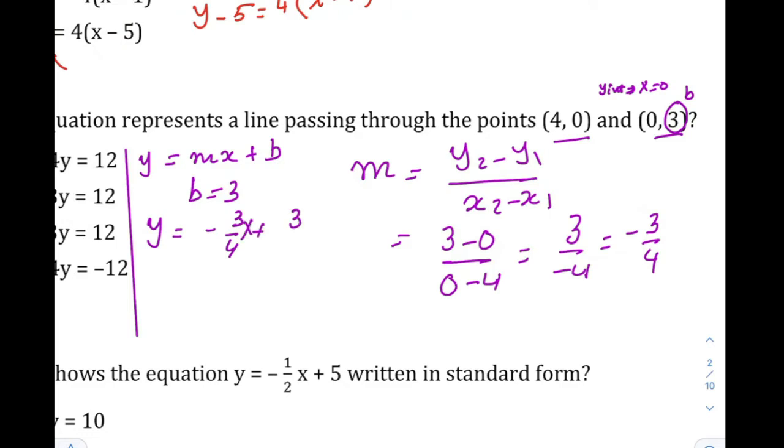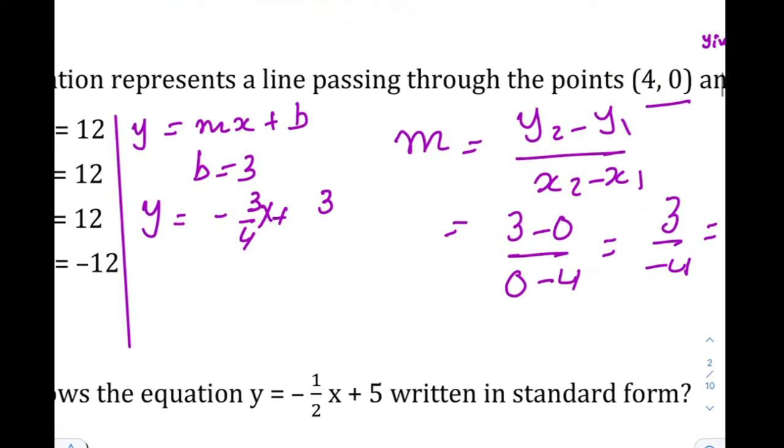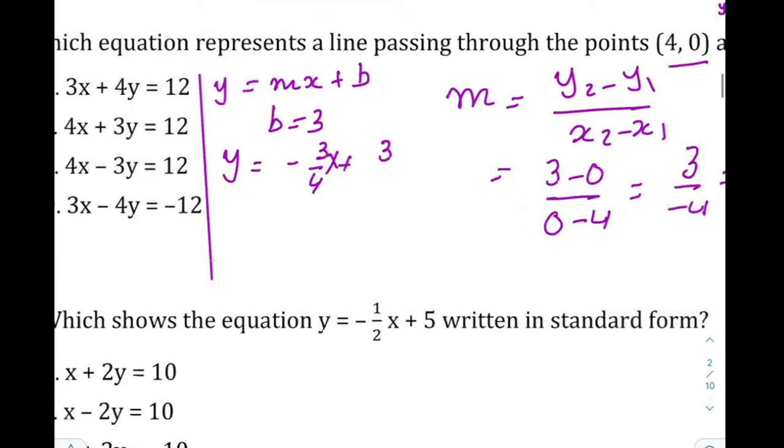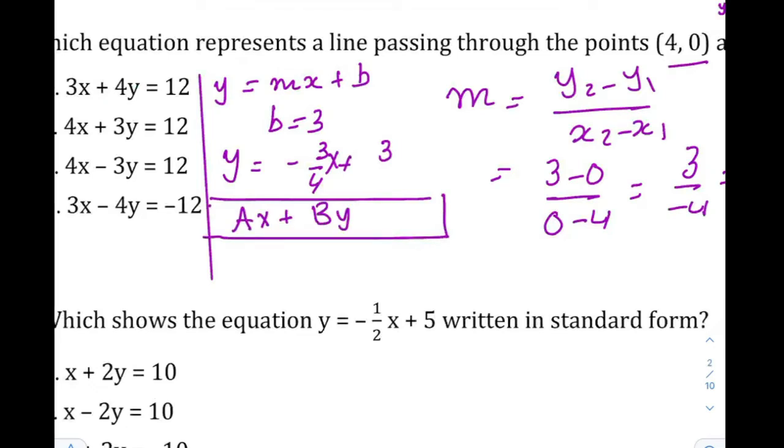For standard form, we need to write it in this way, في الصورة القياسية. الصورة القياسية هي ax plus by equals c, where a, b, c are integers.